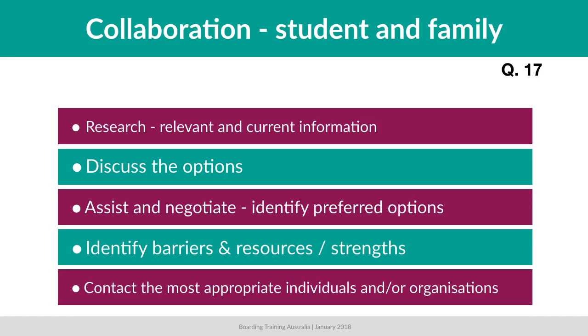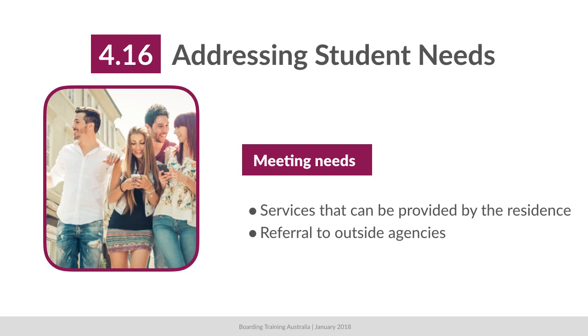When we're collaborating with the student and the family to meet needs, we need to research what will best meet their needs, discuss the options, assist and negotiate with young people in working through these options, and identify any barriers or resources that we can use in meeting their needs, and then contact or refer to the most appropriate individuals or organisations.